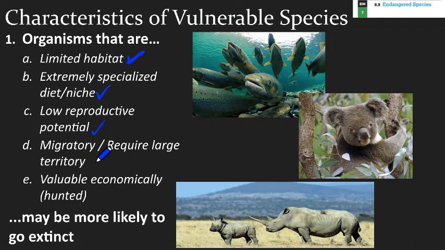Migratory or require a large territory. They need a lot of land or they need to move. If something happens to the places they need to go, they're out of luck for habitat. Valuable economically, something like the rhino and its horn are hunted. That poaching can lead to these man-made declines in population and can make them very likely to go extinct.